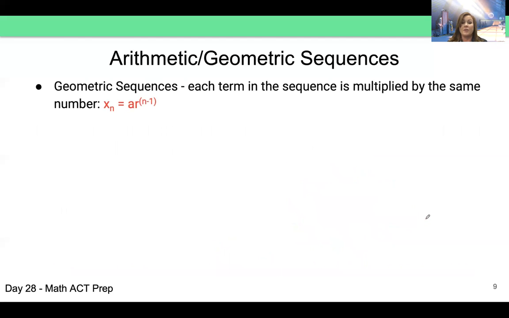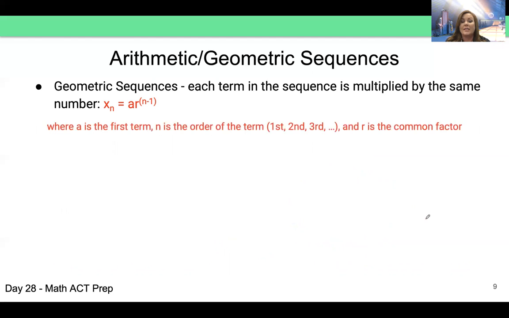Now, let's talk about geometric sequences. Geometric sequences are where we are multiplying or dividing by this same number. That's what makes it geometric. A is going to be the very first term in the sequence. N is going to be, is it the first term, second term, 101st term, or you want the 2000th term? R is the common factor. When we're adding and subtracting, we call it the common difference. When we are multiplying or dividing, it's a common factor. So it goes to R instead of D.